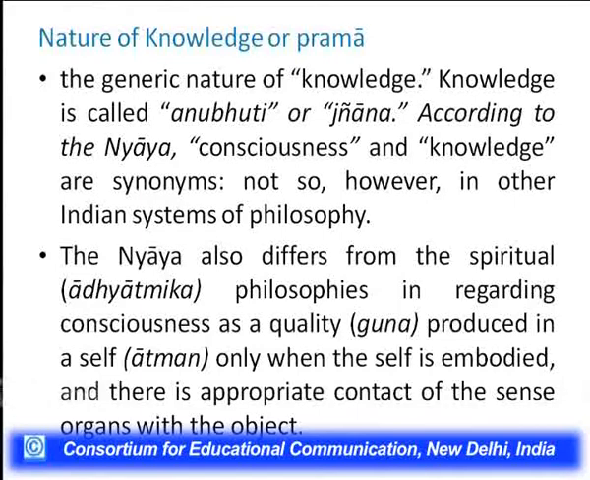So, according to Nyaya philosophy, the generic nature of knowledge, this is what we want to know. That knowledge is called anubhuti or jnana. According to the Nyaya, consciousness and knowledge are synonyms. Not so, however, in other Indian systems of thought. So, for example, knowledge is of the nature of anubhuti, meaning there is a subjective aspect to it.